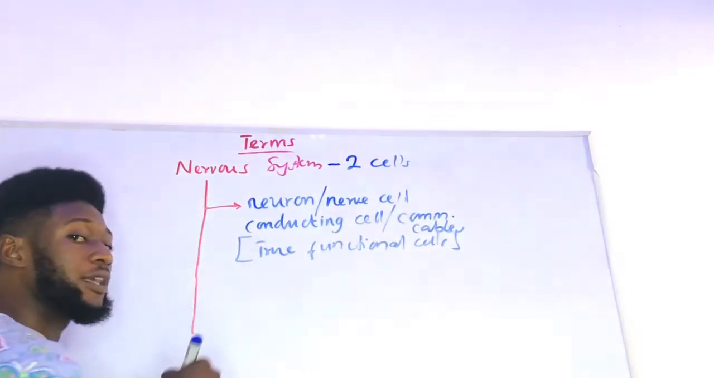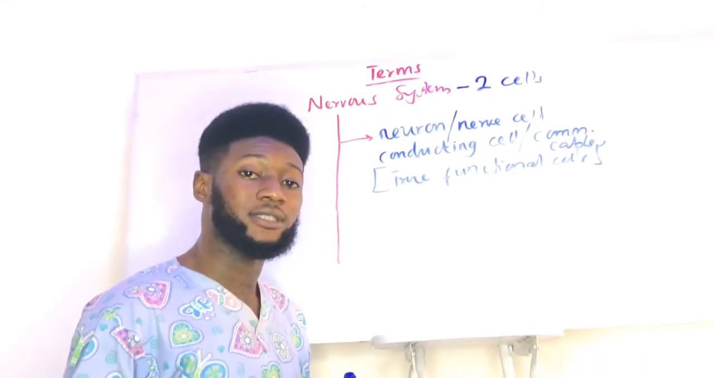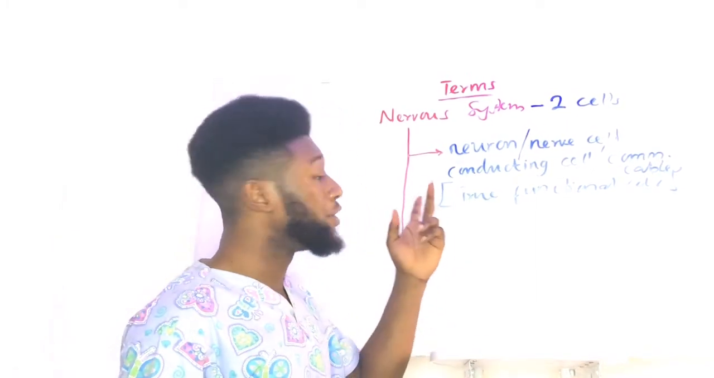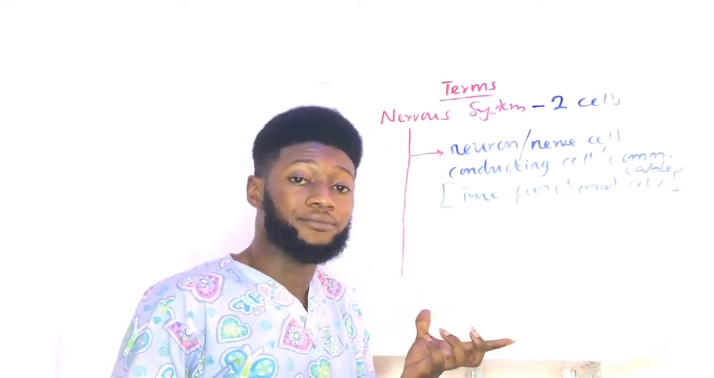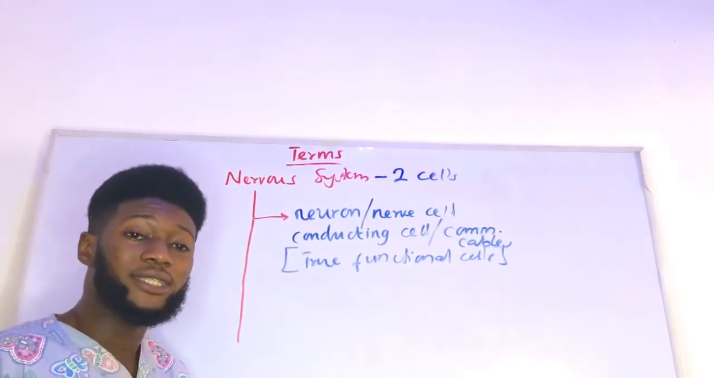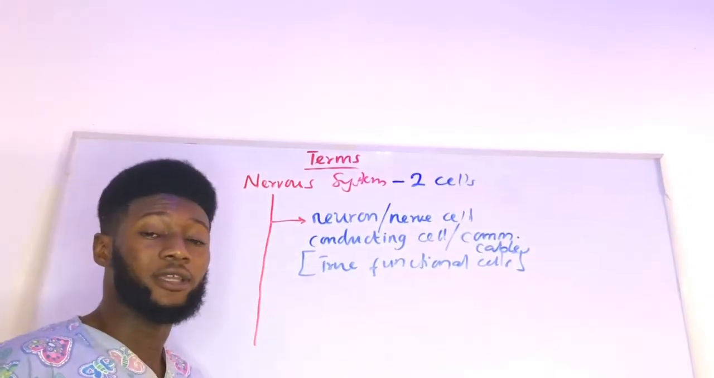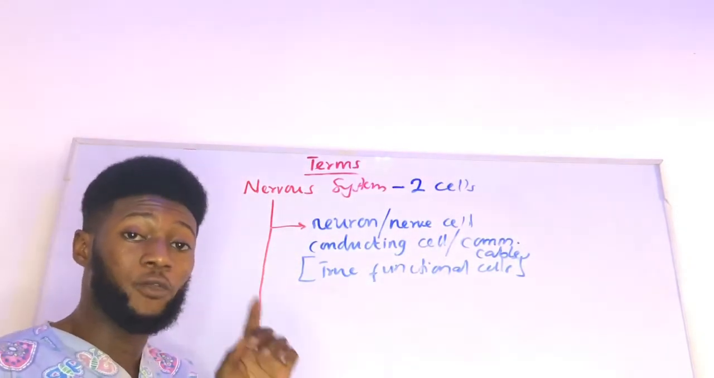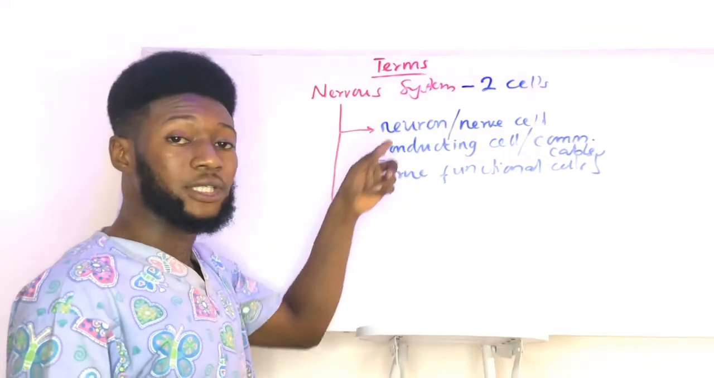The point I want to establish here is that we have two main types of cells in the nervous system. The very first one is the neuron. A neuron is a nerve cell, the same thing. A conducting cell, the same thing. Also communication cables, the same thing. They are the true functional cells because they conduct the action potential, which I'll let you know in the course of the lesson. Now, what is the other type of cell?